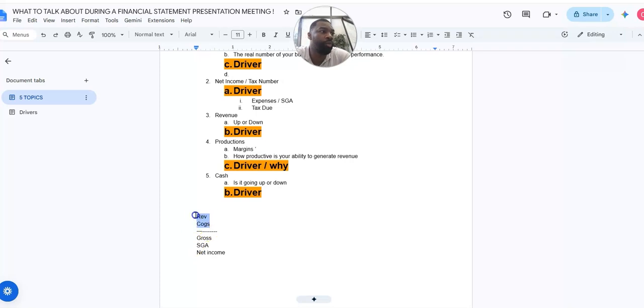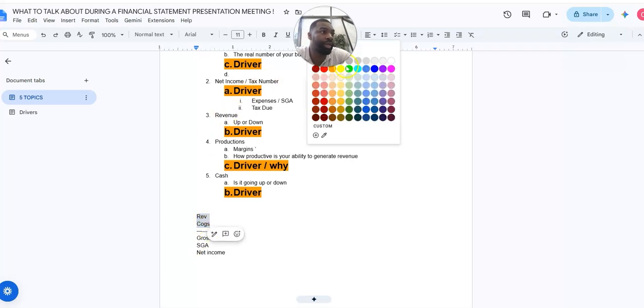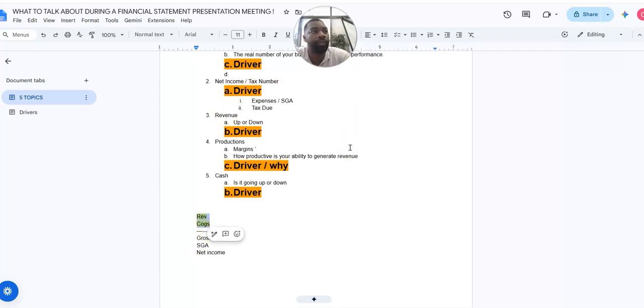What I'm indicating is these two numbers right here. How productive are you in generating your revenue? I'm going to look at your gross margins, then compare them against your industry average. Once I compare it, it lets me know, are we overperforming or underperforming? And then I ask myself, what's the driver of why we're overperforming, or why we're underperforming?